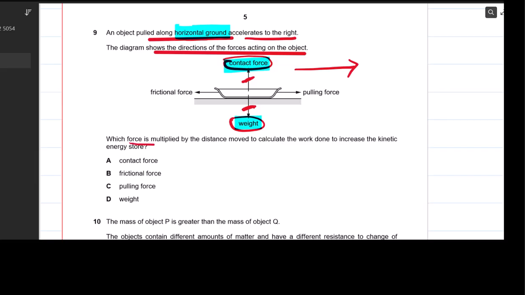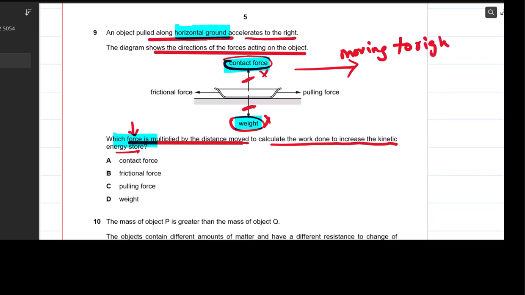Which force is multiplied by the distance moved to calculate the work done to increase the kinetic energy stored? Okay, we have to tell which force is going to be multiplied by distance. So we are given forces. It is moving to the right, which means accelerating to the right. So distance is covered in this direction, and force should also be in this direction. So the pulling force. C is the right option here.